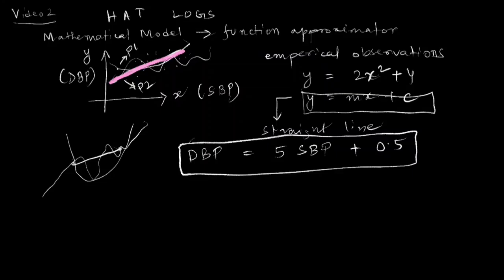I can predict something that I have not done an experiment on. So for a particular value of X or systolic blood pressure, I can actually come up with the value of the diastolic blood pressure without actually conducting any experiments, without any empirical observation. So that is where a mathematical model is helpful.